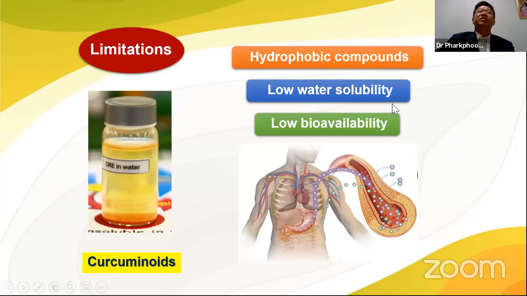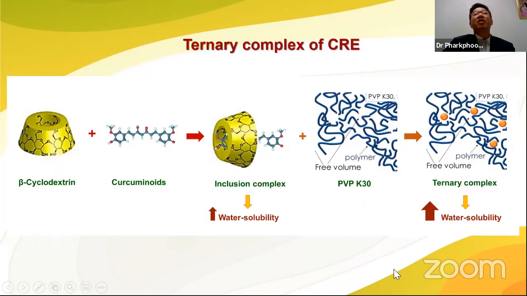And for using curcuminoid for herbal product development, there is still a major problem because curcuminoid is not dissolved in water. So when we take it orally, it will have low bioavailability because of low absorption. So we have to increase the solubility of curcuminoid in water. We select the method of preparing a ternary complex to increase the water solubility of curcuminoid.